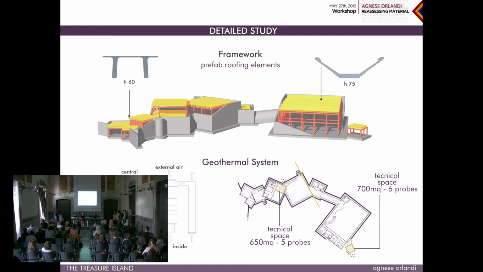Moreover, I followed up two different kinds of detailed studies. One is about the framework, for which I used reinforced concrete pillars and beams, and two different kinds of prefab roofing elements. These in order to cover spaces with different widths. The last study is about the geothermal system, and in the project there are two technical spaces in which there is one air handling unit that is fed by 5 or 6 probes.